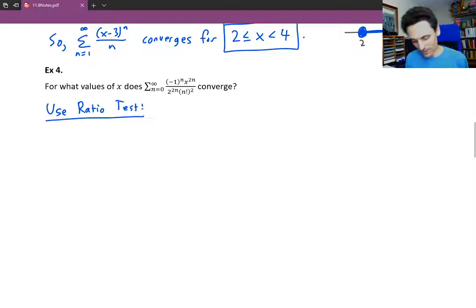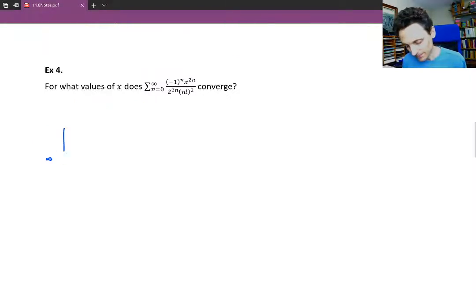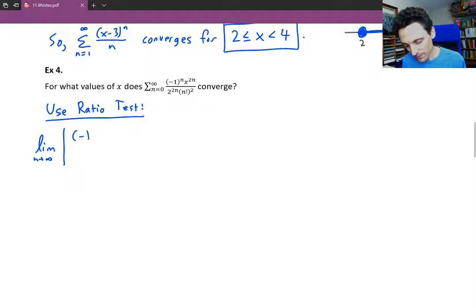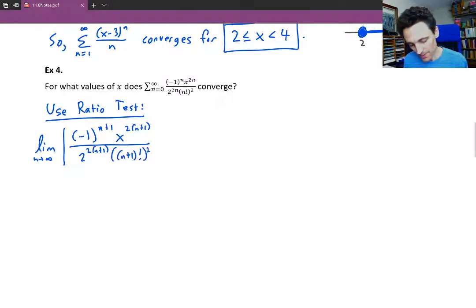All right, we're going to start with the ratio test, especially since we see that factorial there. We'll think about using the ratio test. So here's the absolute value. The limit as n approaches infinity of the absolute value of a sub n plus 1, which has 2 to the 2 times n plus 1 times n plus 1 factorial squared, divided by a sub n, that's multiplied by the reciprocal.